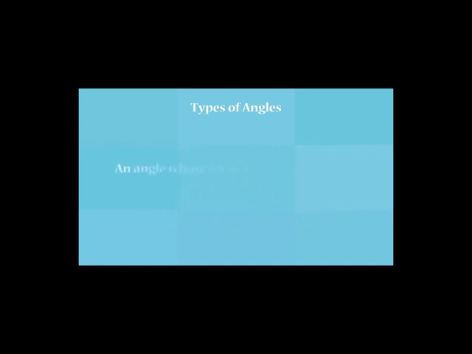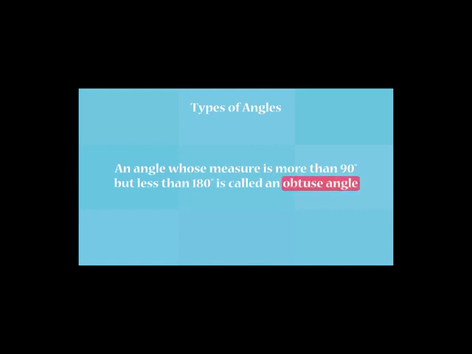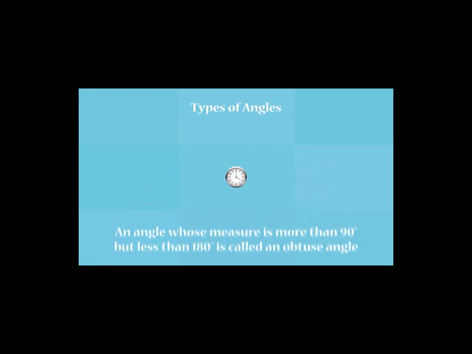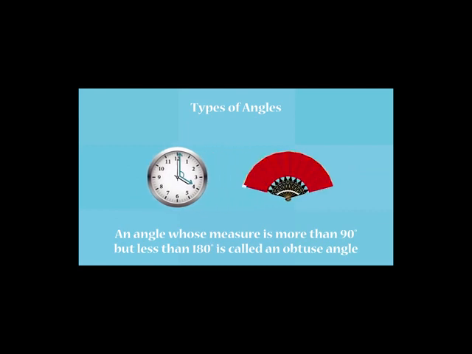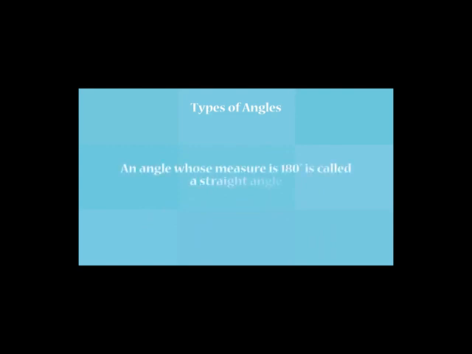If an angle's measure is more than 90 degrees and less than 180 degrees, it is called an obtuse angle. So that lies between 90 degrees and 180 degrees. The previous one was between 0 and 90. So this one is between 90 degrees and 180 degrees, and that is called an obtuse angle. If the clock shows 4 o'clock, or a hand fan, such things form an obtuse angle.